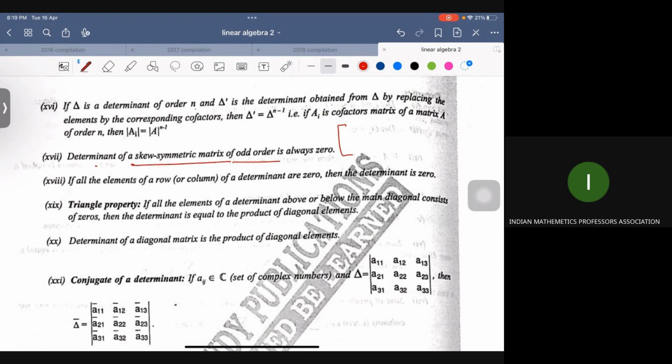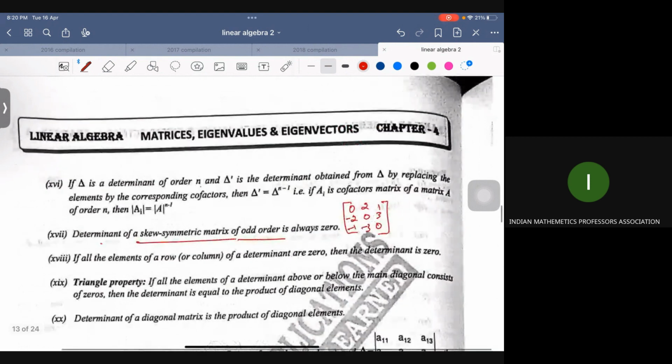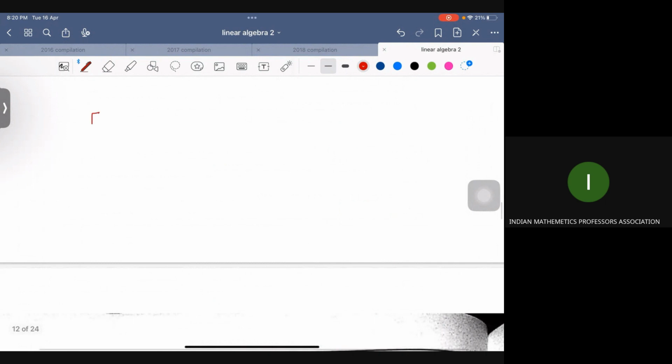Let us take a skew symmetric matrix. Since the diagonal elements are 0, the entries are 2 and minus 2, 1 and minus 1, 3 and minus 3. Let us assume the matrix; this is a skew symmetric matrix. In order to prove it, we have to take the general form. So let us take rows 0, A12, A13; minus A12, 0, A23; minus A13, minus A23, 0.